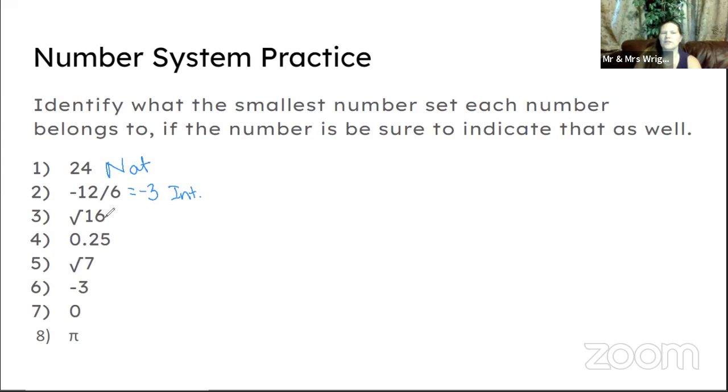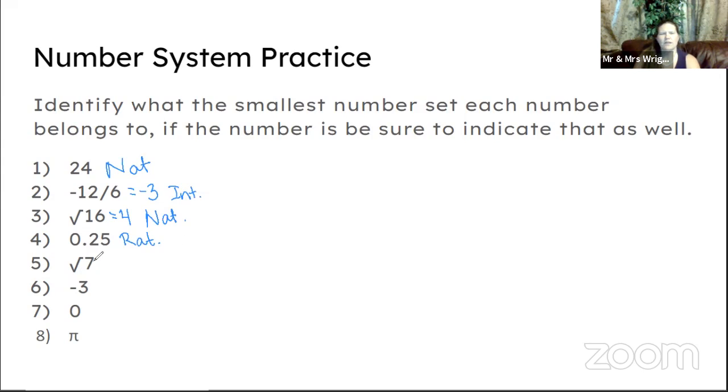Okay. Square root of 16. Oh, look, a square root, a radical sign. So that must mean it's irrational. Well, nope. Square root of 16 is the same thing as 4, and we know 4 is in the natural number set. 0.25, okay, that's a terminating or ending decimal. So that's going to be in the rational number set.